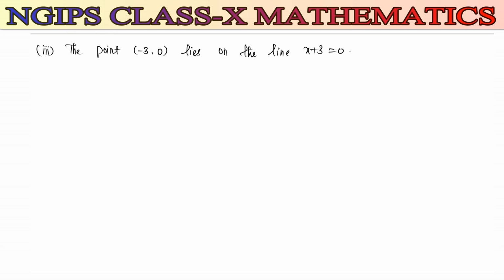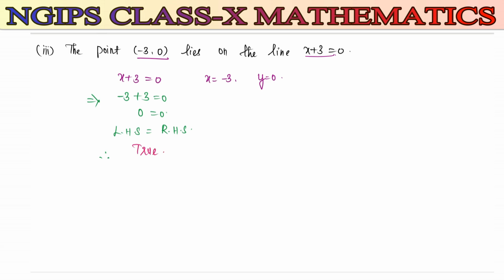Okay, now they have given here the point minus 3, 0 lies on the line x plus 3. First, we have to write the equation x plus 3 is equal to 0. If the point lies on the line, it has to satisfy the equation. We know very well x is equal to minus 3, y is equal to 0. In the expression we don't have y. Just I am going to substitute the x value. x value is minus 3 plus 3. So minus 3 plus 3 we got the value 0. So 0 equal to 0. Left hand side is equal to the right hand side. So we can say the given statement is true because left hand side is equal to right hand side.